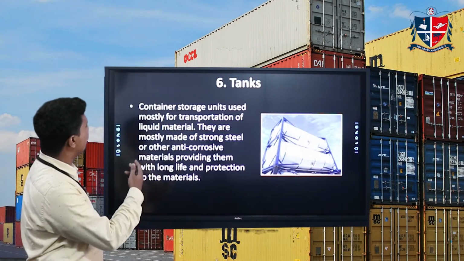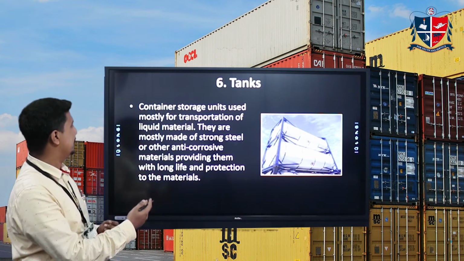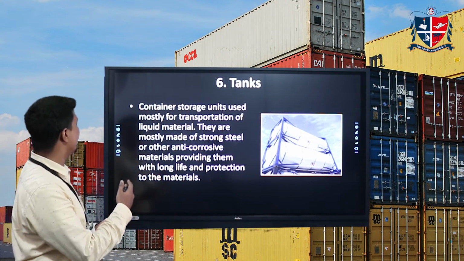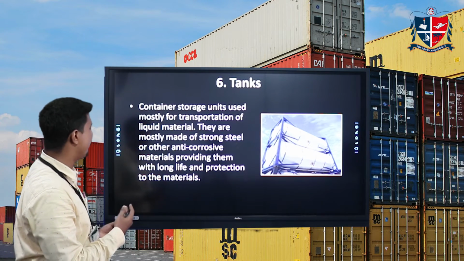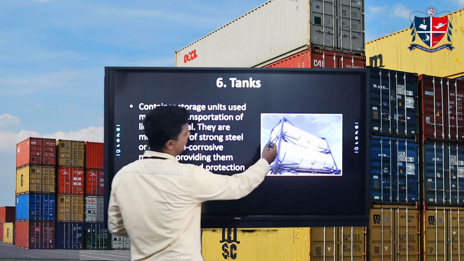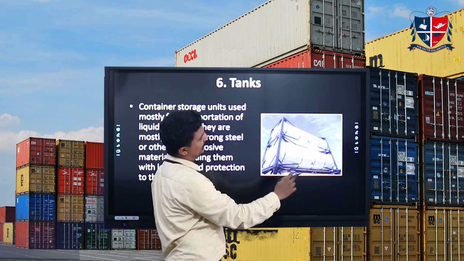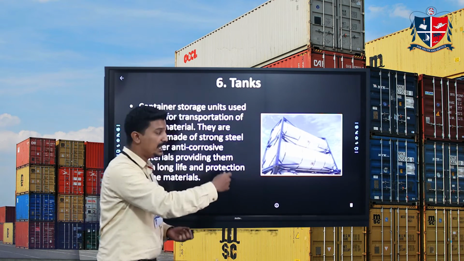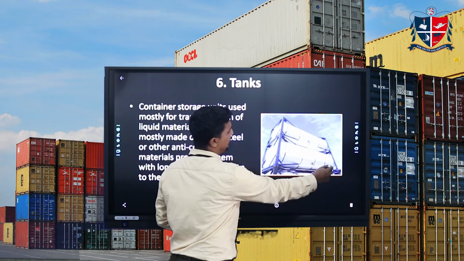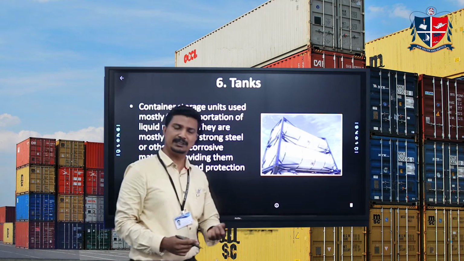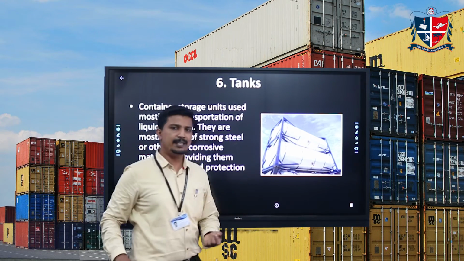Next type of container is tanks. Container storage units used mostly for transportation of liquid material. They are mostly made of strong steel or other anti-corrosive material, providing them with a long life and protection to the material. So the standard size of the container is 40 feet and 20 feet itself. The container is having a frame with 20 feet of length. Height will be like 8.6 and width will be like 8 feet.